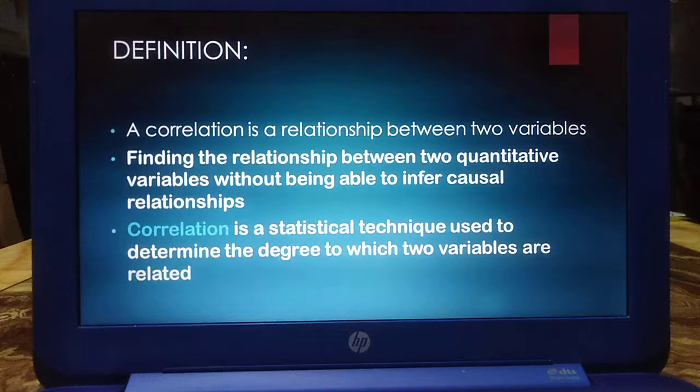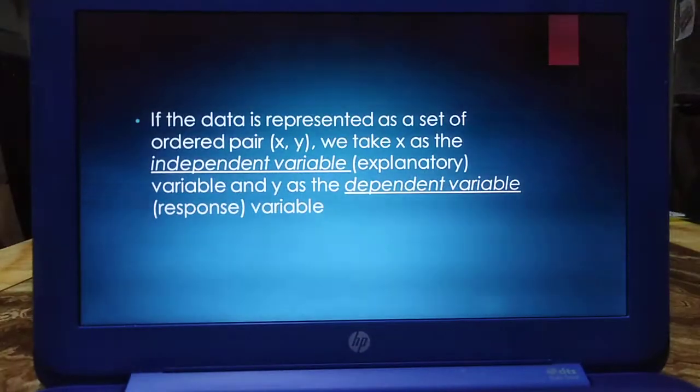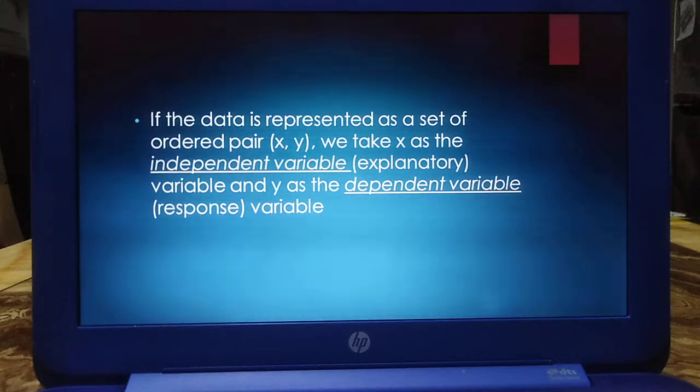Now you're finding the relationship between two quantitative variables without being able to infer a causal relationship. So we're not looking at the cause, we're simply looking at the variables themselves. And as we say, it is a statistical technique used to determine the degree to which two variables are related. If we're going to represent our data as an ordered pair in the Cartesian plane as x and y, then we will take x as the independent variable and y as the dependent variable.